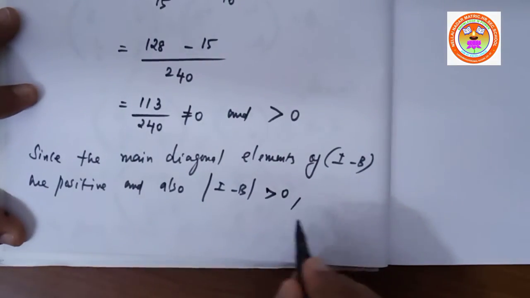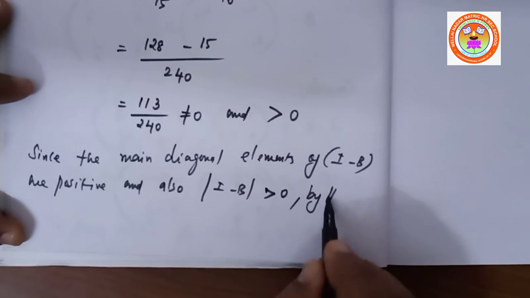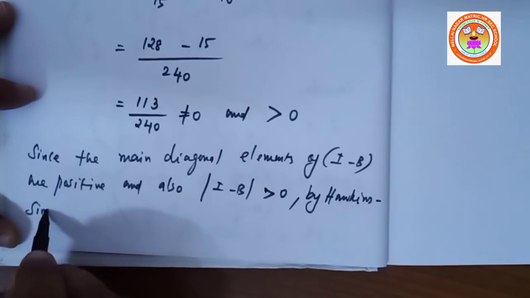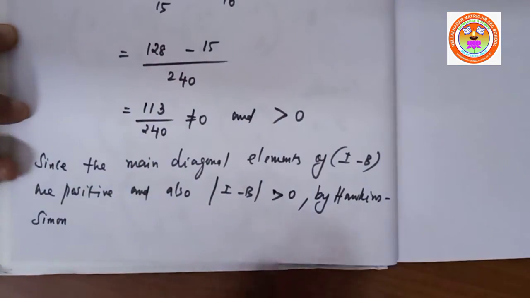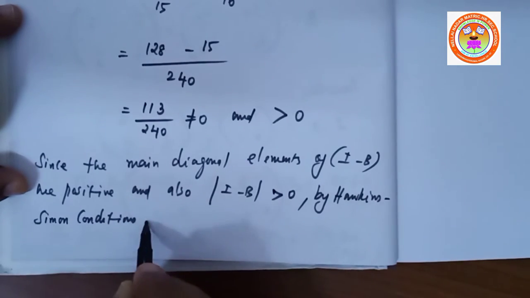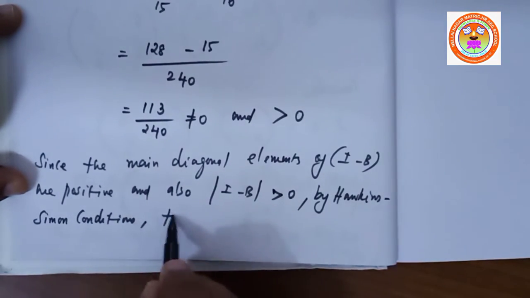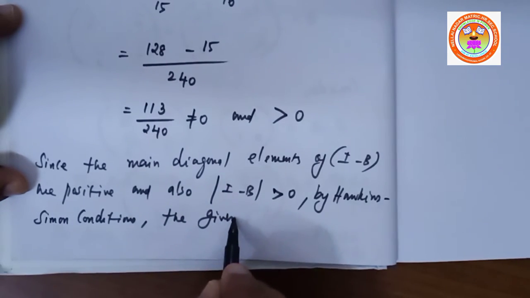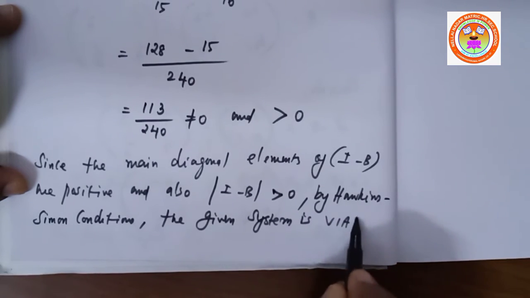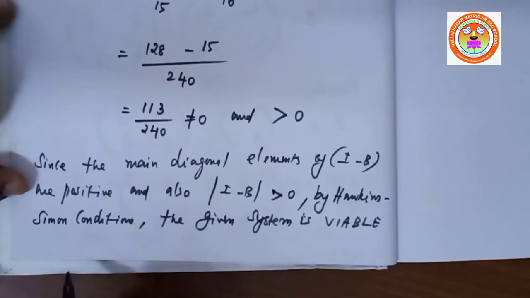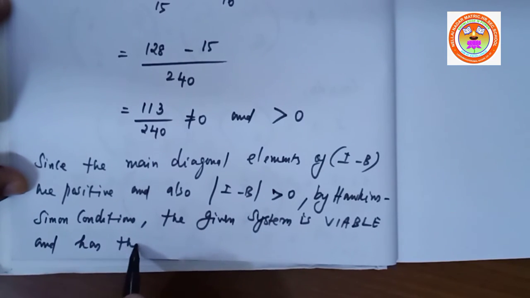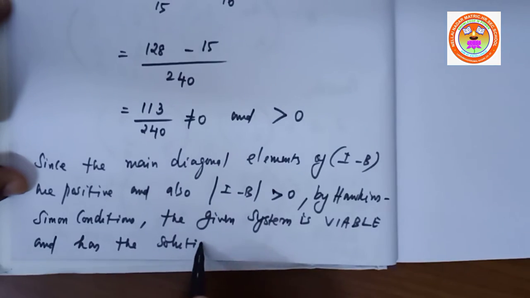Then by the Hawkins-Simons conditions, the given system is viable and has the solution.